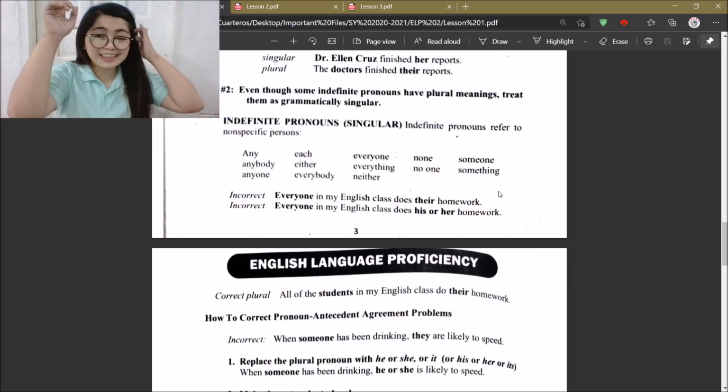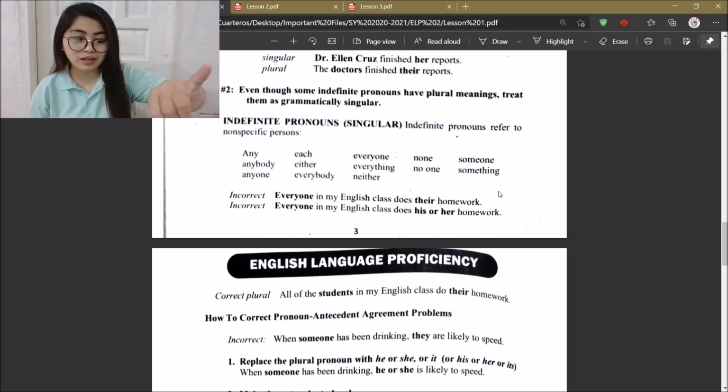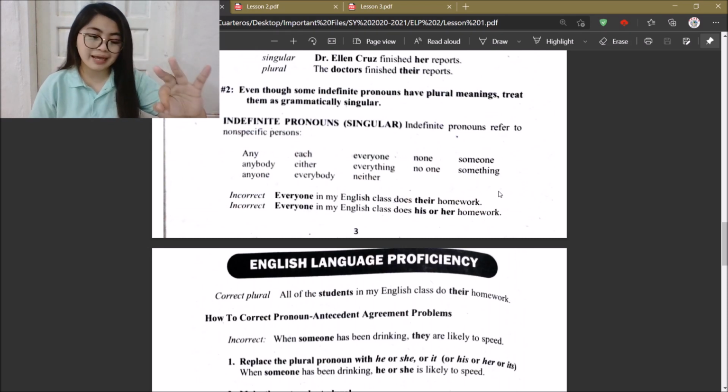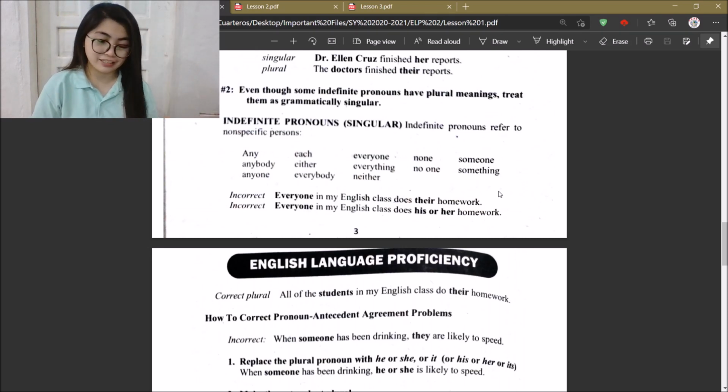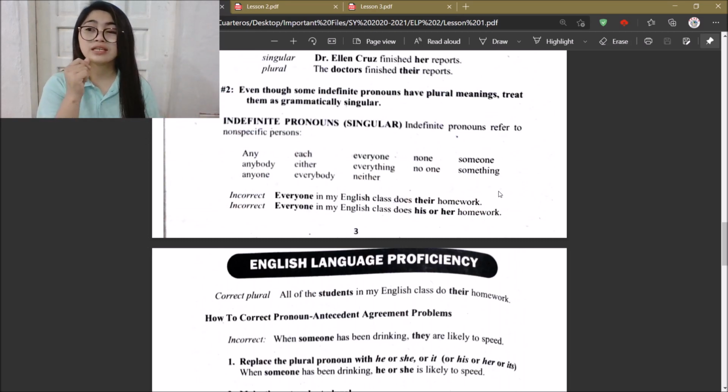Okay? And another one. Please take down. Okay? So, pag nakita nyo naman to, always plural naman. Both, few, many, several, and others. Pag yan ay nakita nyo na sa beginning of the sentence, it uses plural pronouns.